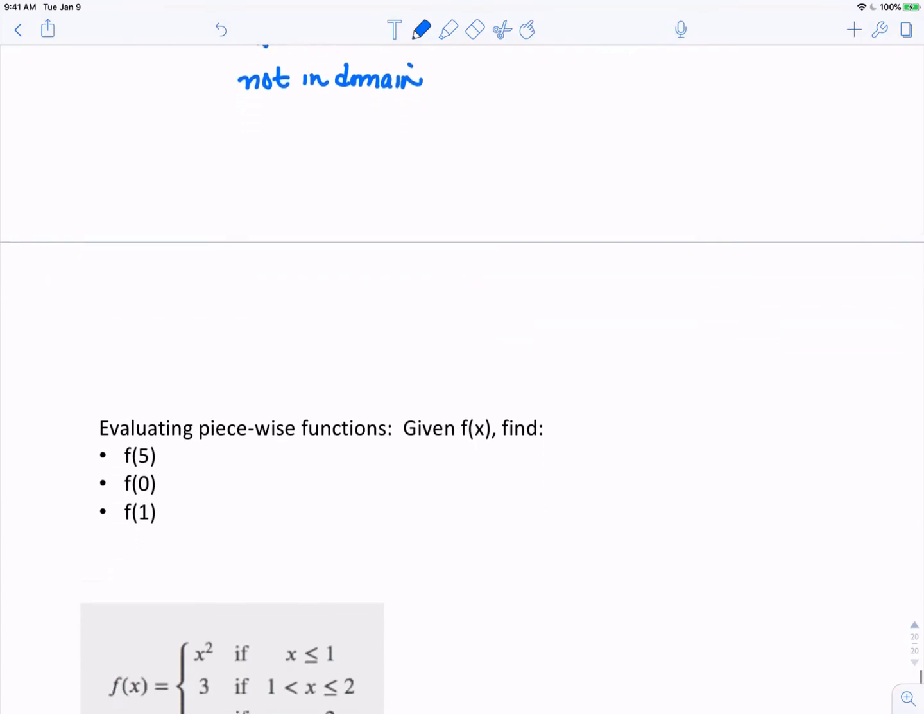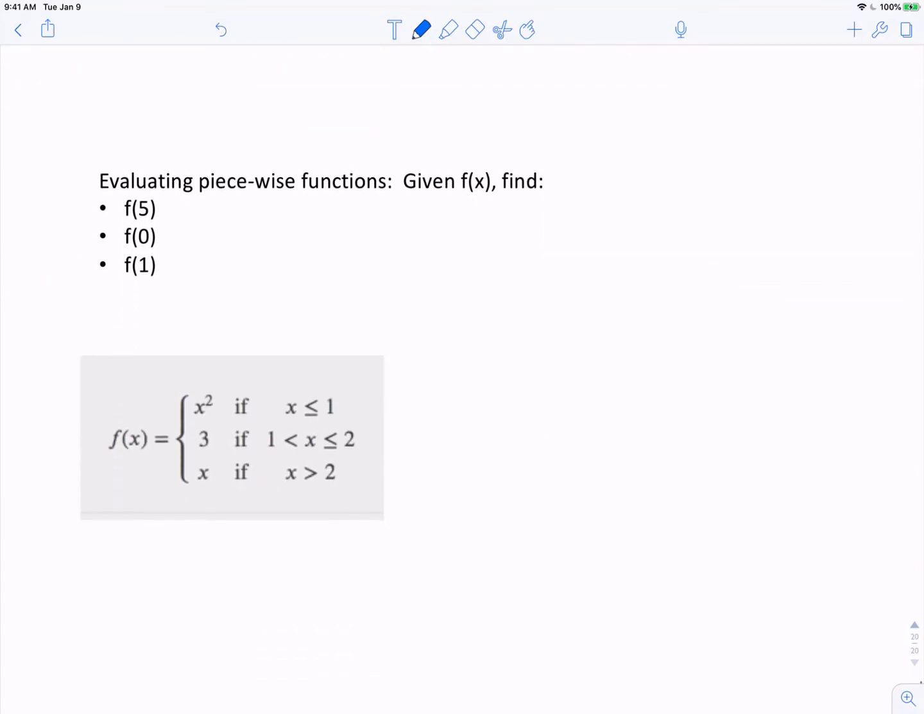We'll try one more example. Given f of x, and let's find these three function values. So again, what we need to do is we need to decide in which area of the domain does our input variable lie. So f of 5 is certainly greater than 2. And so our rule says that f of x is equal to x. So f of 5 would be equal to 5.